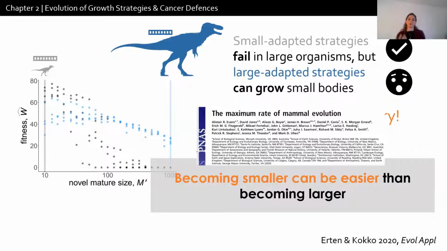And there's some evidence of this kind of thing in the literature. For instance, this paper shows that, when they look at the maximum rate of evolution in the lineages going from small size to large size, this increase in body size took 10 times longer than the other way around, decreasing in body size, in macroevolutionary time.